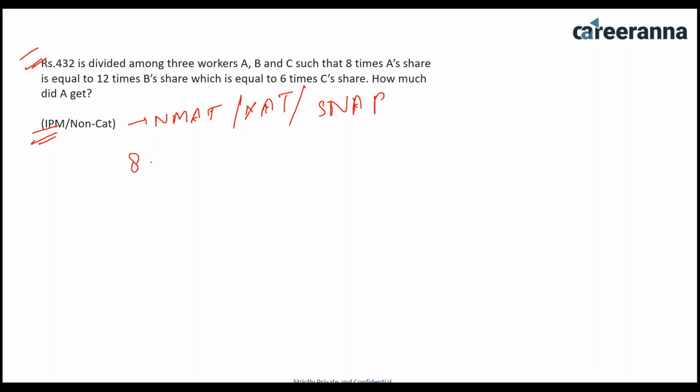Can we do it like this? 8 times A equals 12 times B equals 6 times C. Yes, we can take that, but I have to talk about your strategies. So you have to wait for 2 questions and then we'll talk. Okay. I have not solved it.